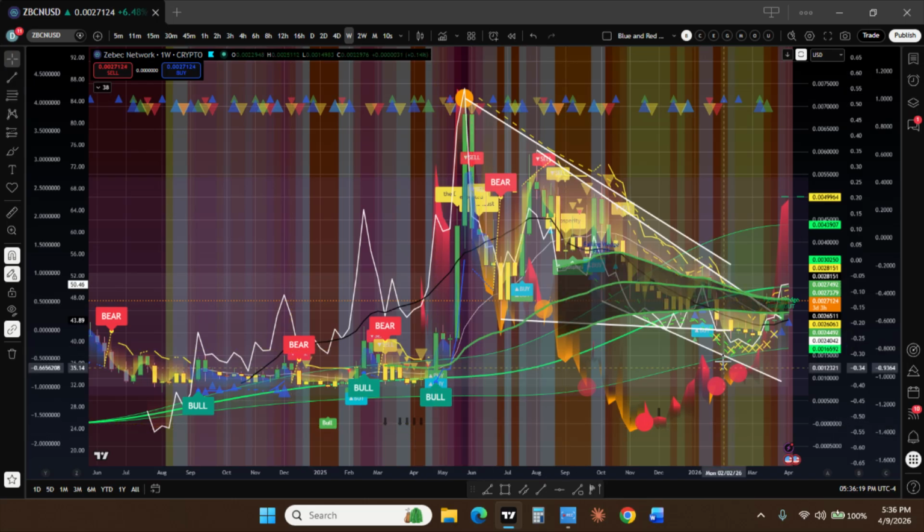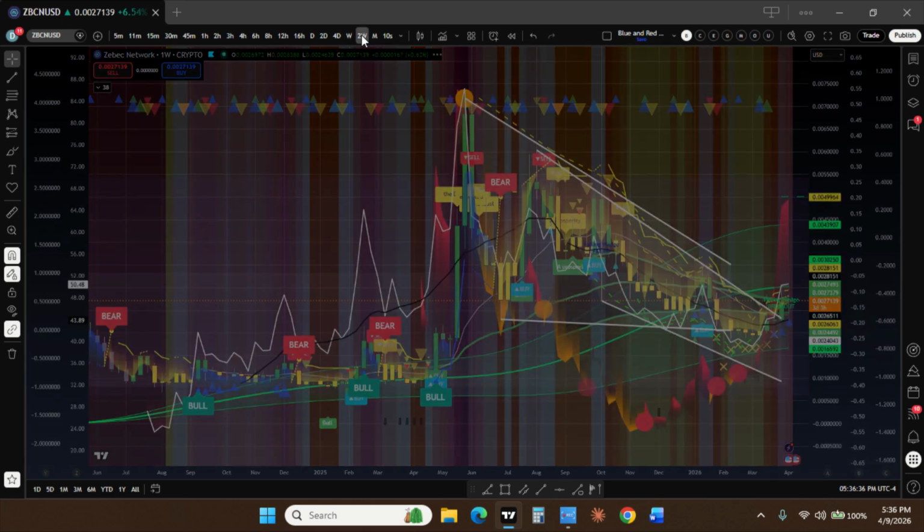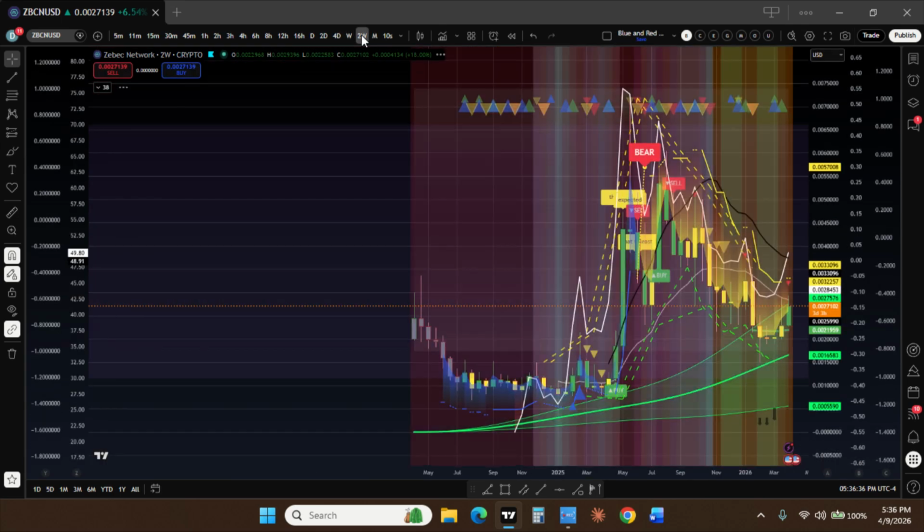Let's see what it looks like on a 2 week chart, where every candle is no longer a week, but 2 weeks. Let the computer load. All right, 2 week chart looks a little different. More history in the chart is needed.